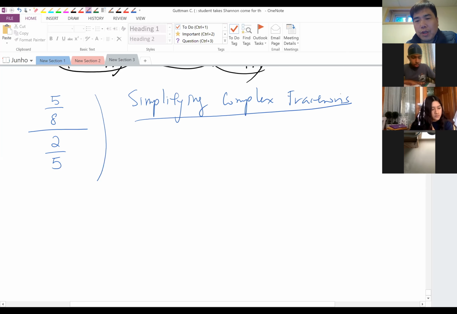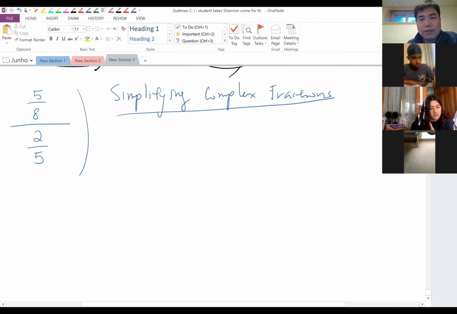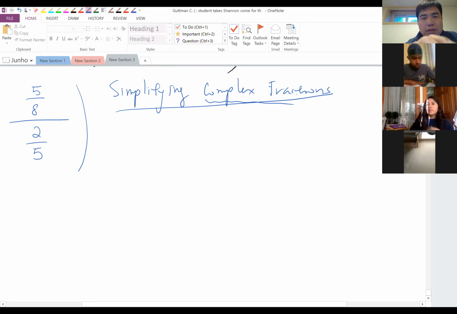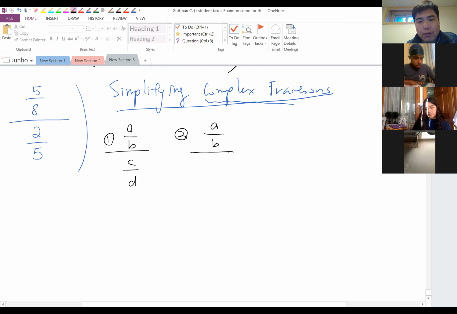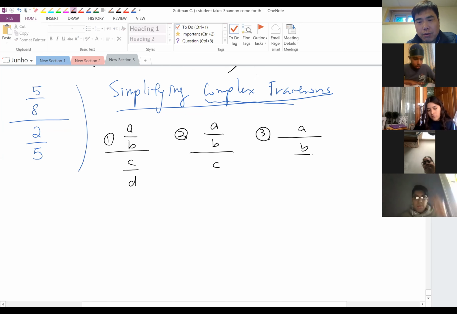Okay, so we need to know what kind of fraction we call a complex fraction here. The first type is A over B over C over D. The second one is A over B over C. The third one is A over B over C. As long as at least one numerator or denominator has another fraction form, we always call it a complex fraction.